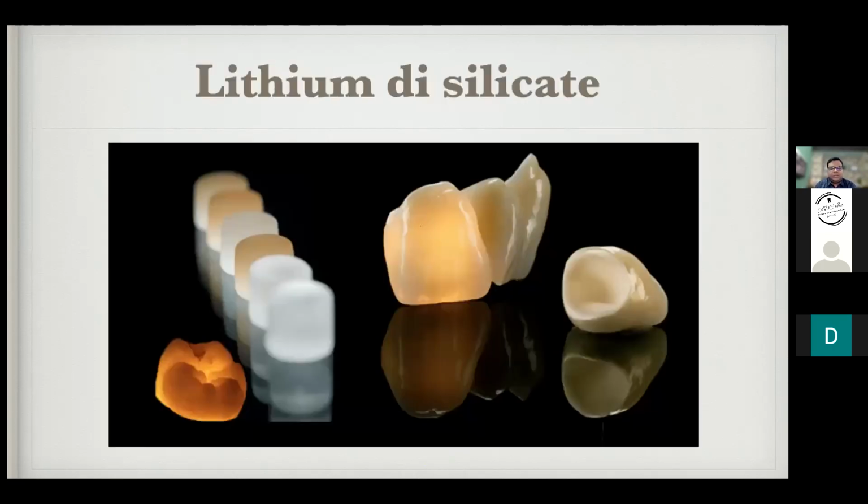Now this is how lithium disilicate is given, as something called ingots. These ingots are put in a press machine or a pressable machine, and they are pressed onto the substrate. Let's not get into the details, but that's how lithium disilicate is made.